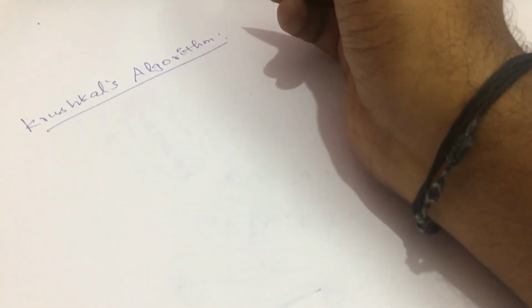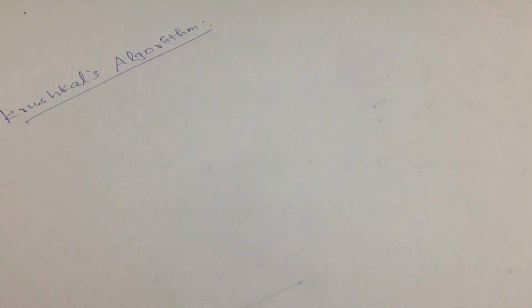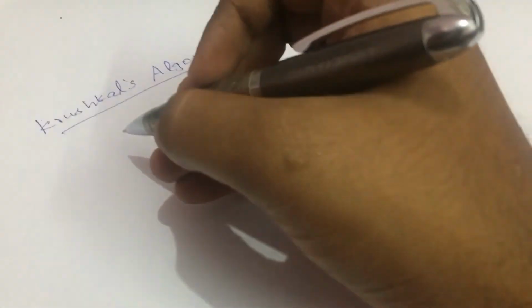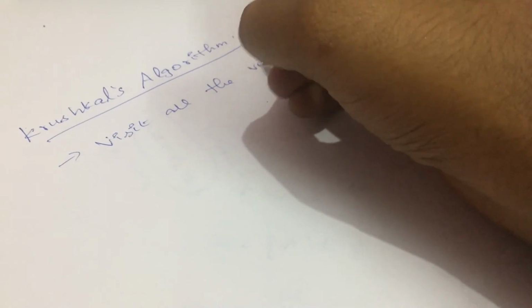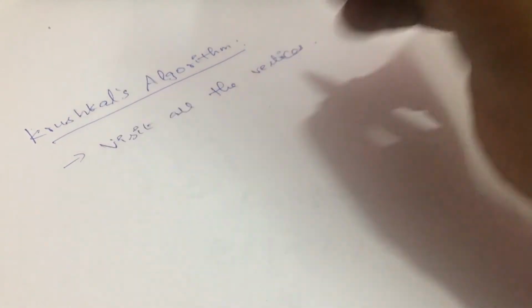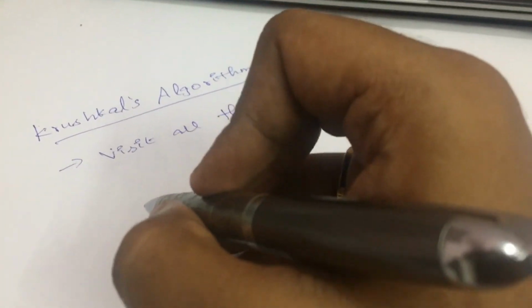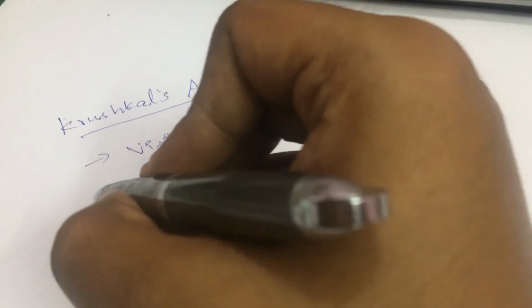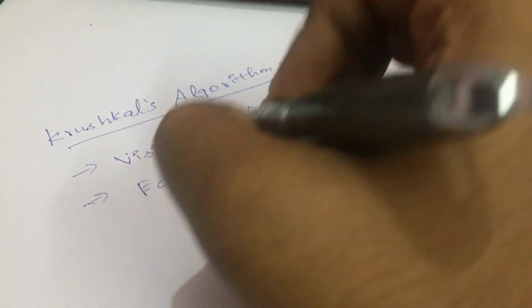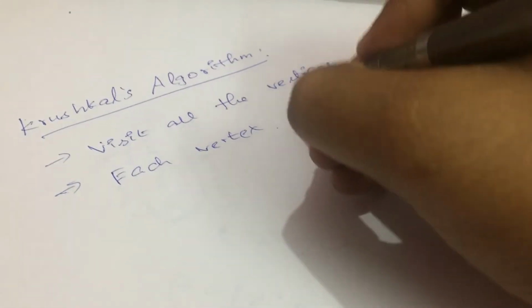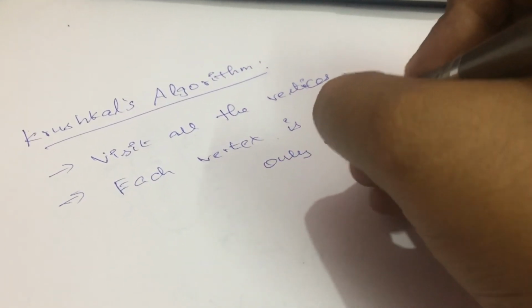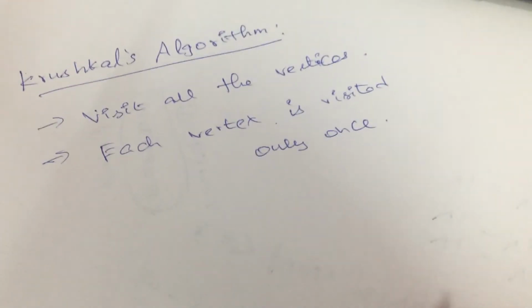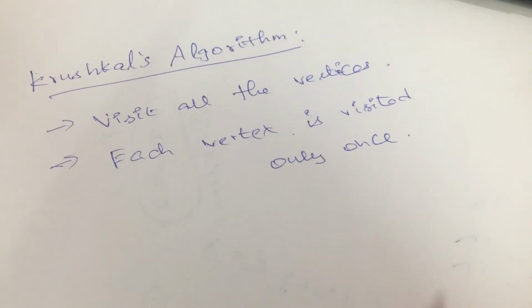So in Kruskal's algorithm, we need to know the basics first, and then the remaining part of the algorithm, right? Kruskal's algorithm will visit all the vertices. That is one good advantage of using Kruskal's algorithm. Each vertex is visited only once, so all the nodes will be visited exactly one time in the entire process.